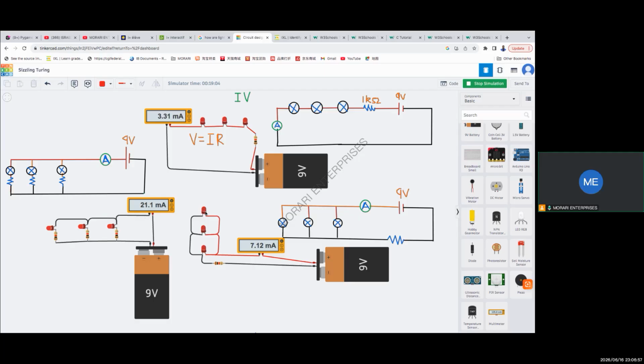But in general, we have improved the brightness slightly over here. I can see this is slightly brighter than this, but not that much.